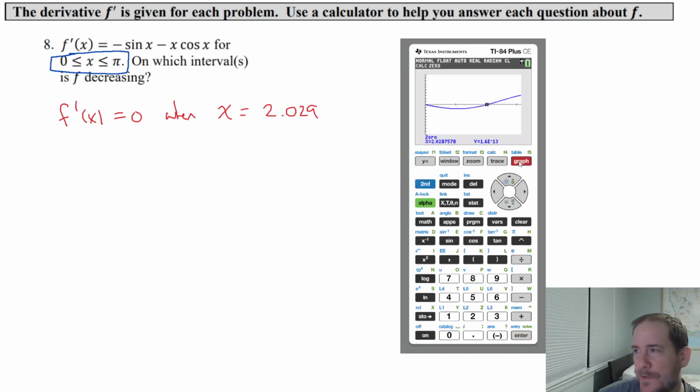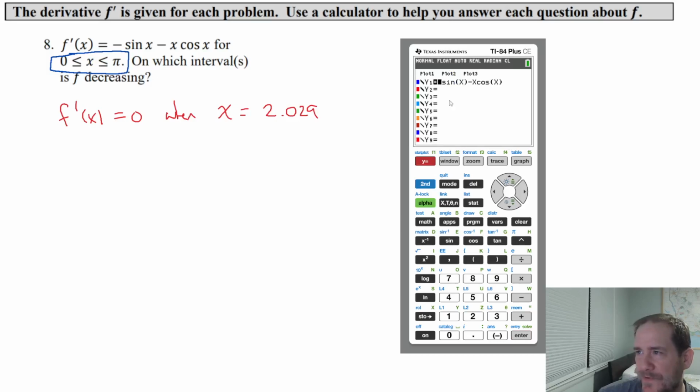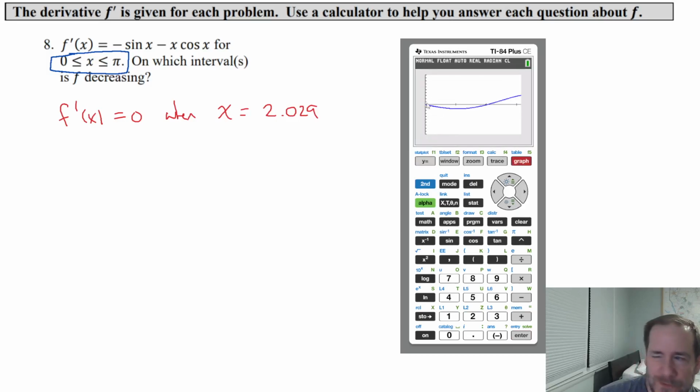Let's just go to the table. If you plug in 0, you do get 0. But I don't want you guys making assumptions. Maybe for just a split second the graph was positive before becoming negative, but no, it wasn't. So from 0 to that 2 number that we found, the derivative is negative, so the function will decrease. And then from that 2 number that we found out to the end of our interval being pi, that'll be the end of our increasing interval.